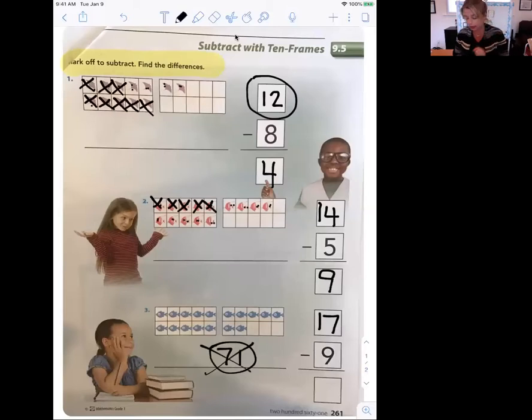And then let's put our answer. 1, 2, 3, 4, 5, 6, 7, 8, 9. I marked off my 9. Did you mark off your 9? Okay, great. Now, how many do you count? How many fish are left? You write the number and we'll see if we're the same.